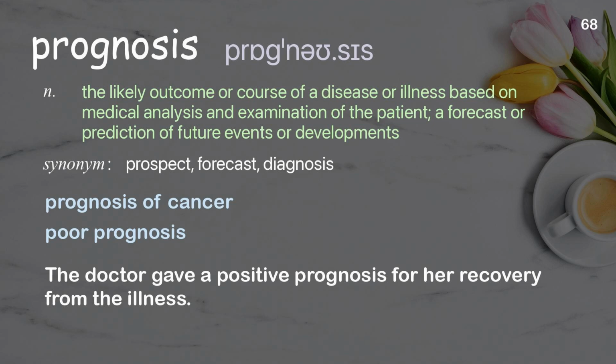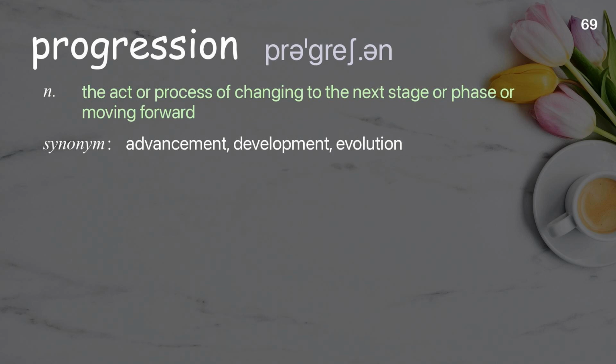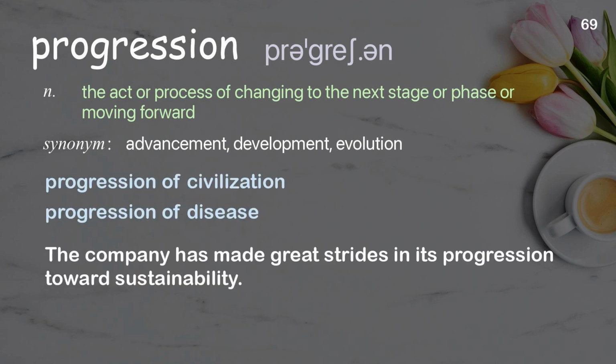Progression. The act or process of changing to the next stage or phase or moving forward. Examples: Progression of civilization. Progression of disease. The company has made great strides in its progression towards sustainability.